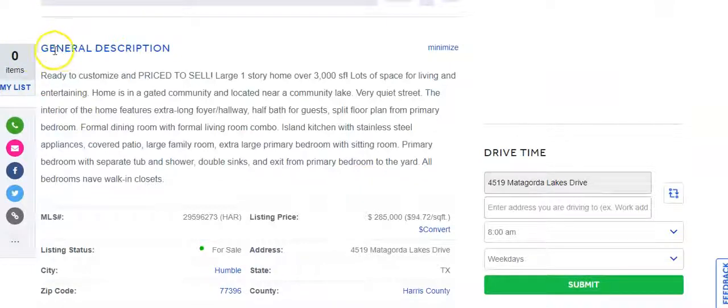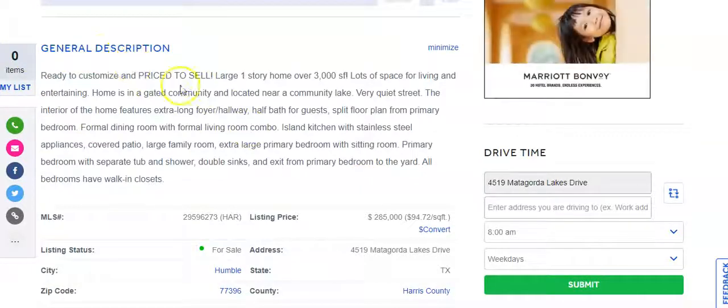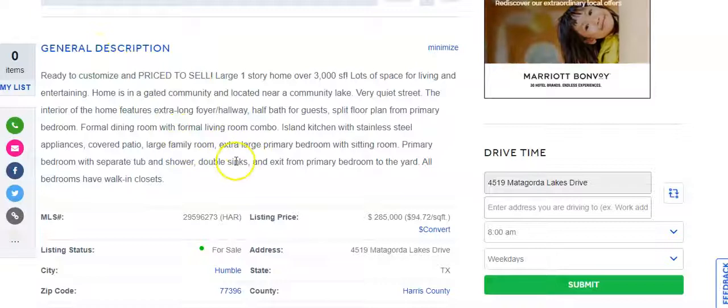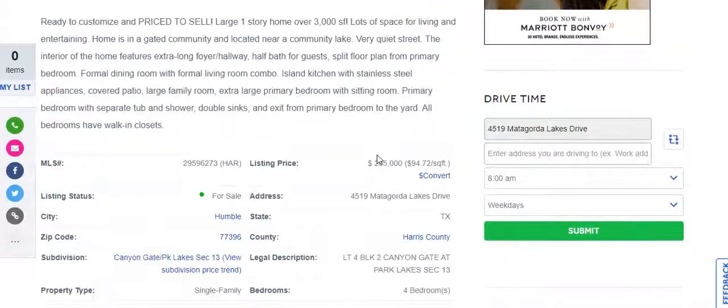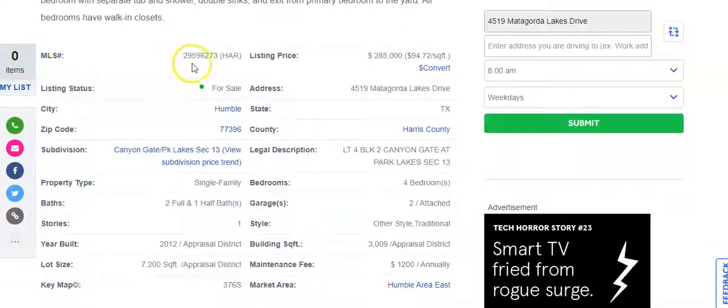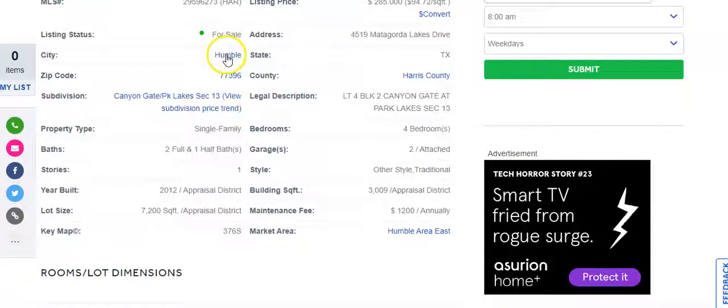And also you'll see the general description. This is information, a description that was written by the real estate professional. So you want to read this very thoroughly to make sure you're looking at all of the notes, all of the information that the realtor is sharing. You'll get the MLS number, listing price, address, all of these links like city. This is a clickable link. Zip code, this is a clickable link.